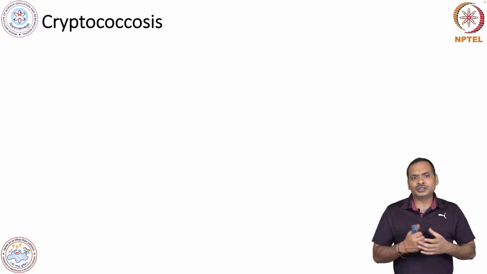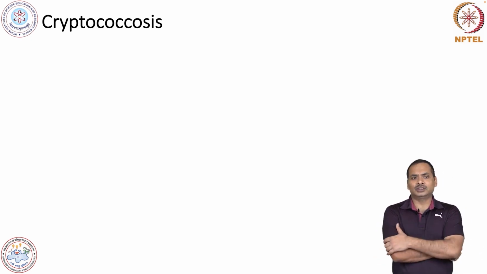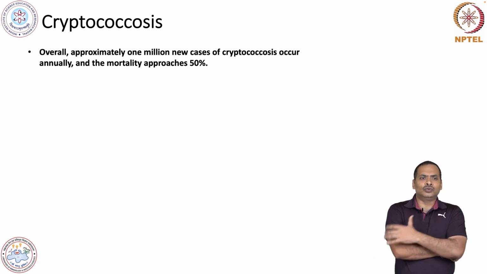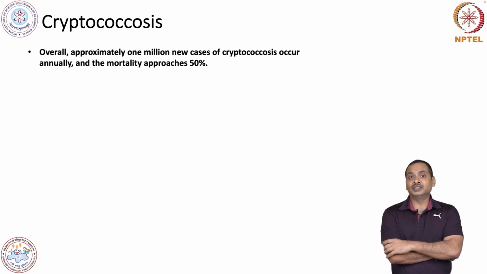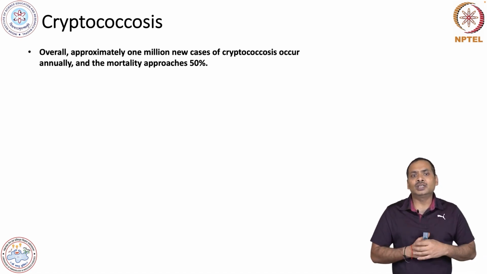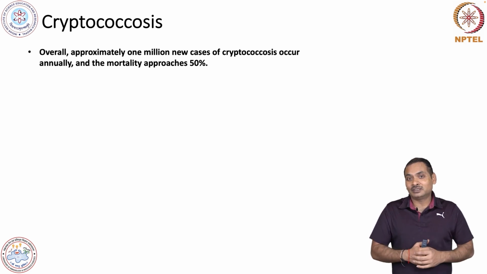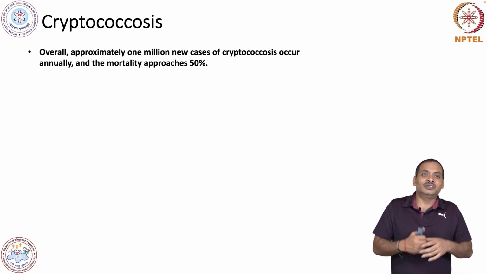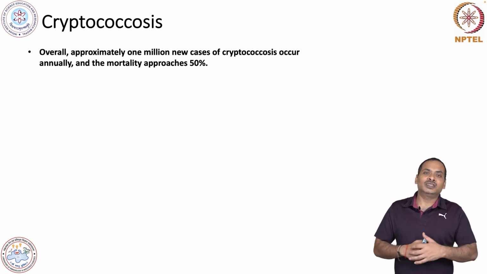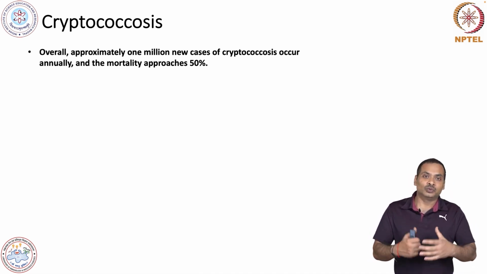Cryptococcosis is caused by Cryptococcus neoformans. Overall, approximately 1 million new cases of cryptococcosis occur annually, and the mortality is approaching about 50%. This is quite a frightening number, right? It is quite high, right? 50% of people die from fungal infection. It is really quite a point of worry.